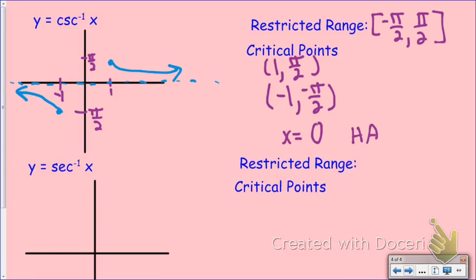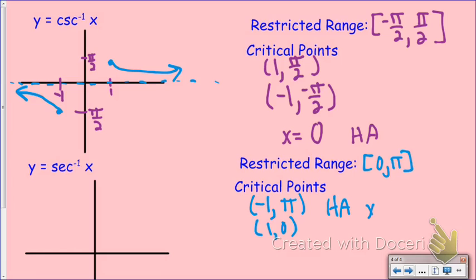All right, the last one is secant inverse. So secant inverse has a restricted range, just like cosine, because secant and cosine are reciprocals, not inverses, but reciprocals. So my restricted range here is going to be from 0 to pi. And my critical points I'm going to plot are going to be negative 1, pi, 1, 0, and this one is going to have a horizontal asymptote at pi over 2. So secant inverse is going to have an asymptote at pi over 2.